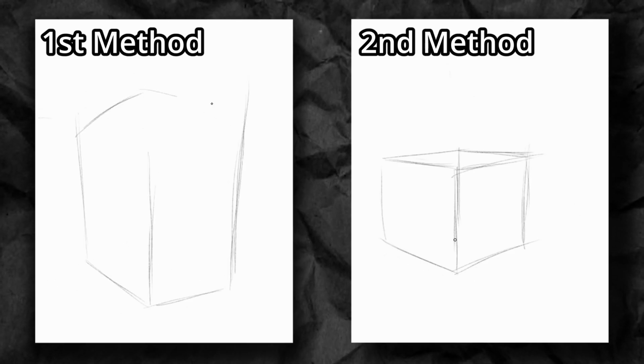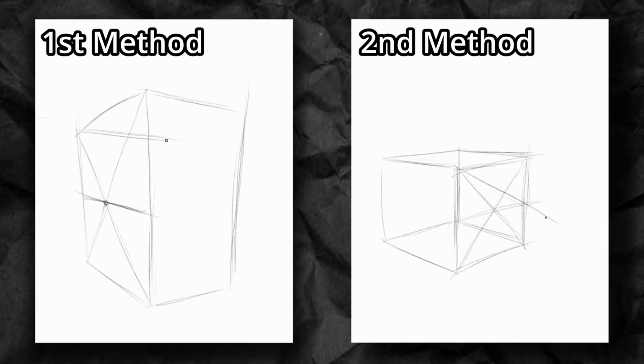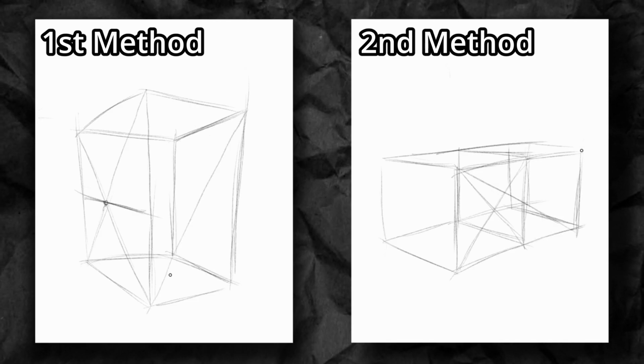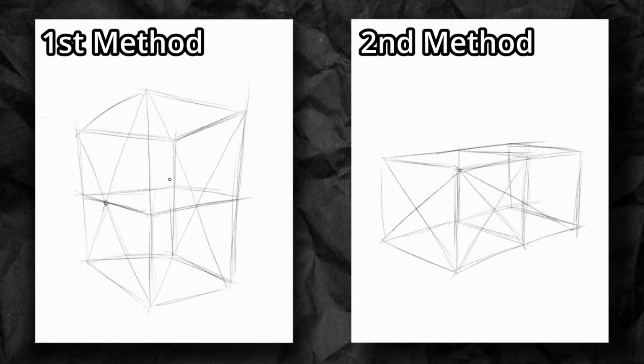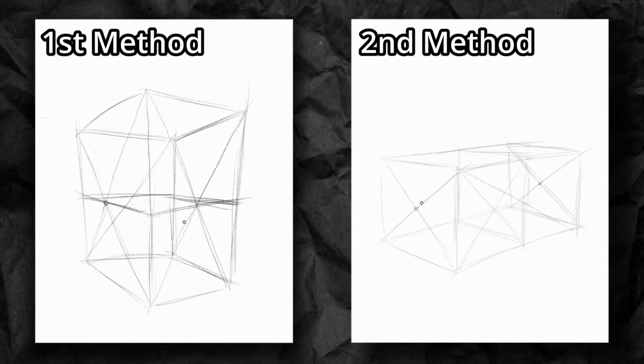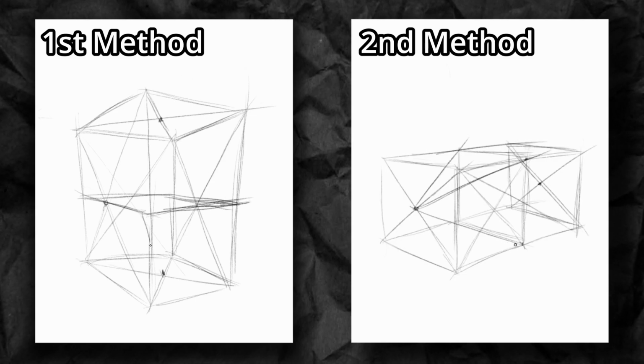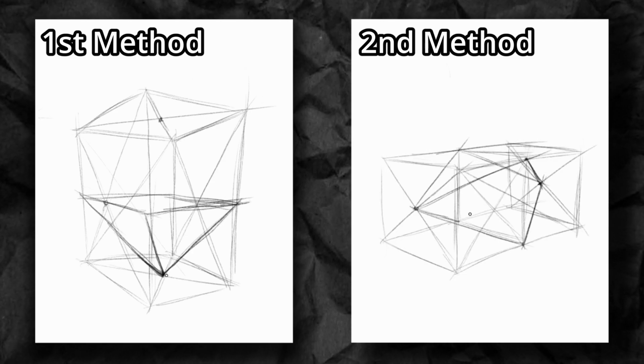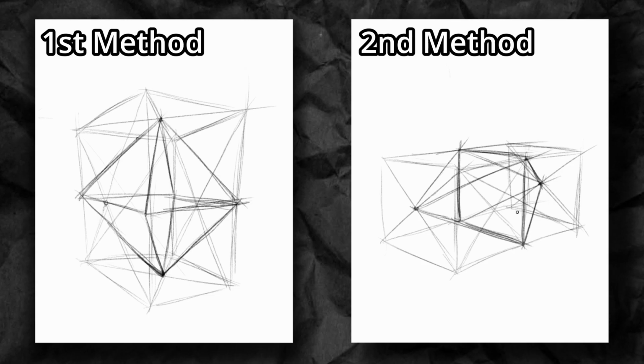The first one is by drawing a cuboid and dividing it into two halves. Then, draw your pyramids inside of them. The second method is to draw two identical cuboids, one next to the other, and then draw a pyramid inside each of them.